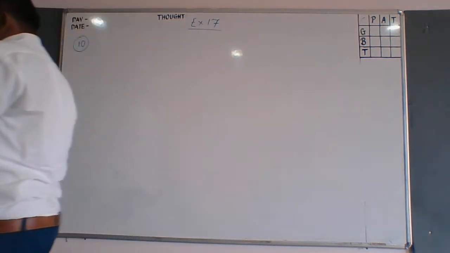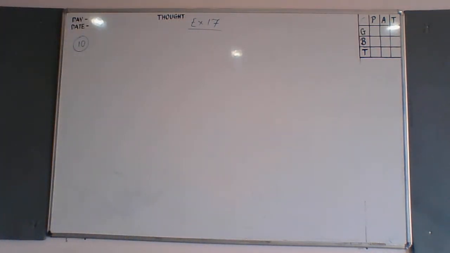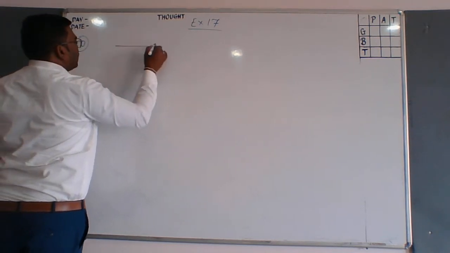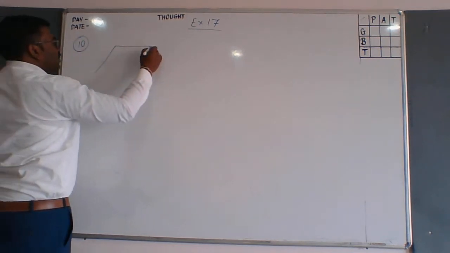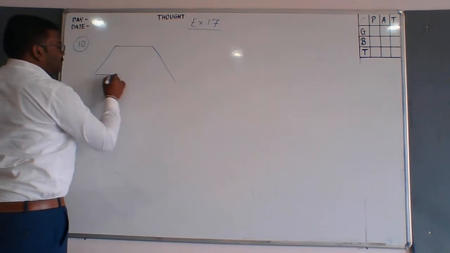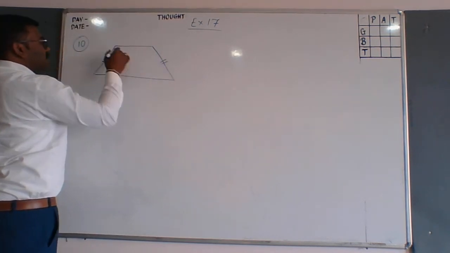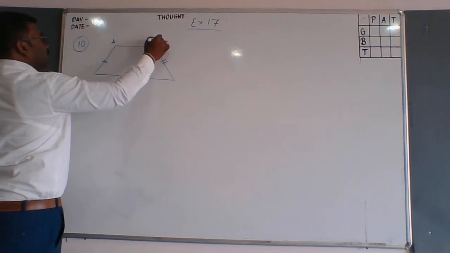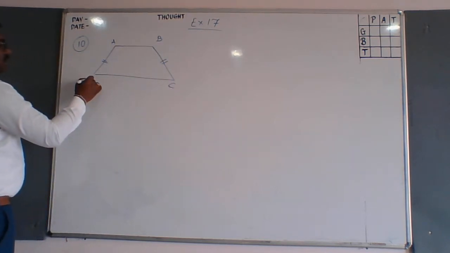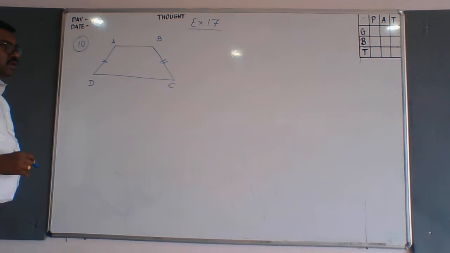Okay. So, which type of quadrilateral is this? It is an isosceles trapezium. So first of all, we have to draw the diagram for it. This is our isosceles trapezium, A, B, C and D.